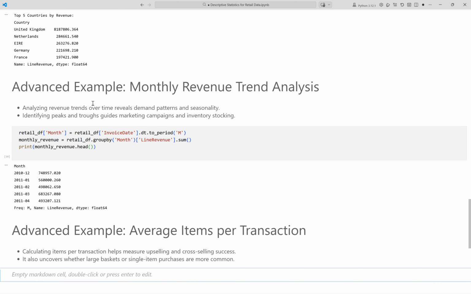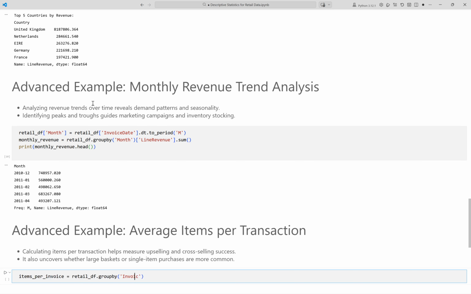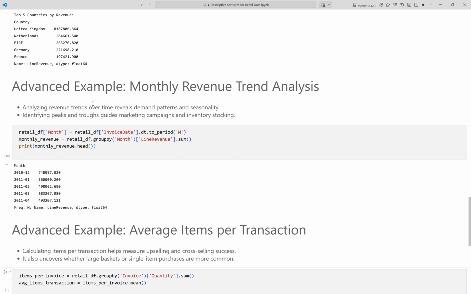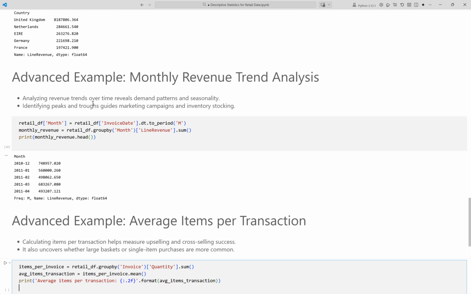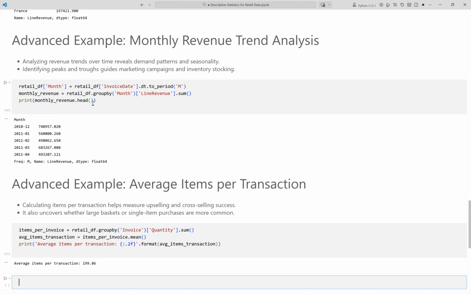We sum all items bought in each transaction. We calculate the mean number of items in customers' baskets. We print the average, indicating if most customers buy a lot or a little. Running the cell now. This output shows that, on average, each transaction contains about 200 items, indicating very large baskets.